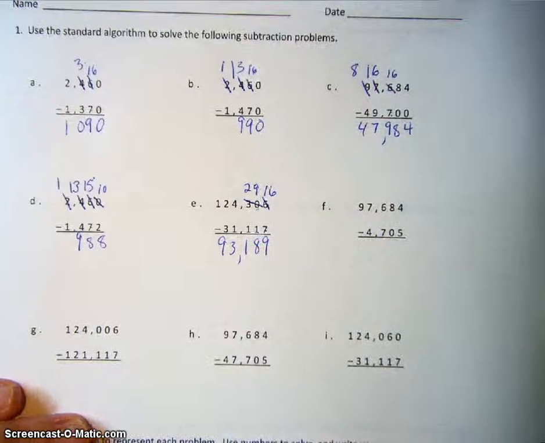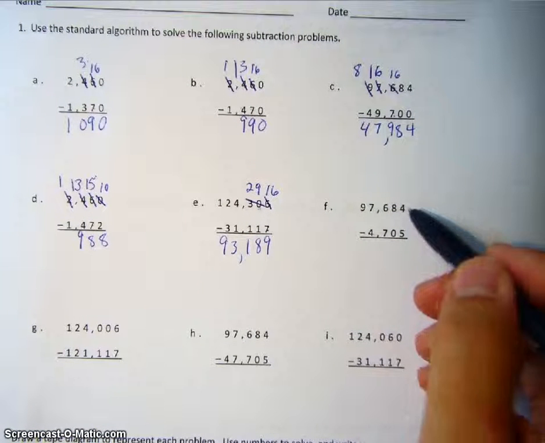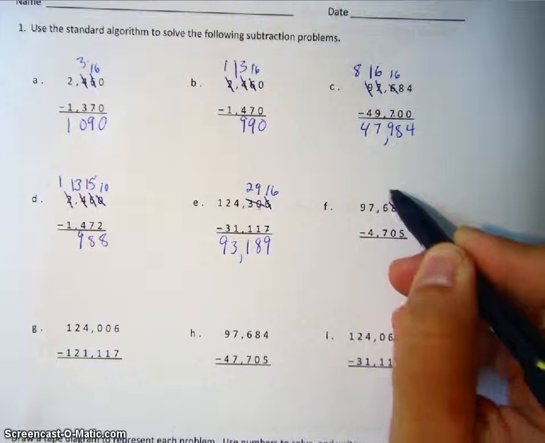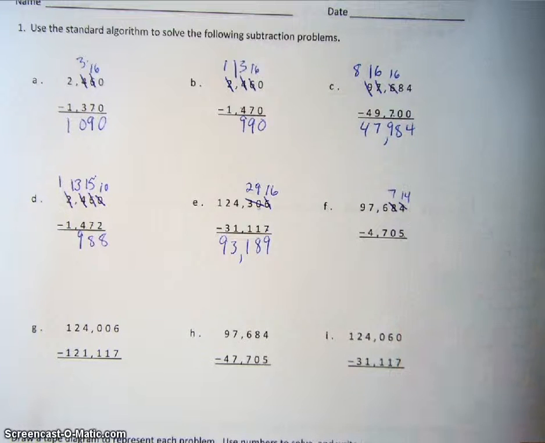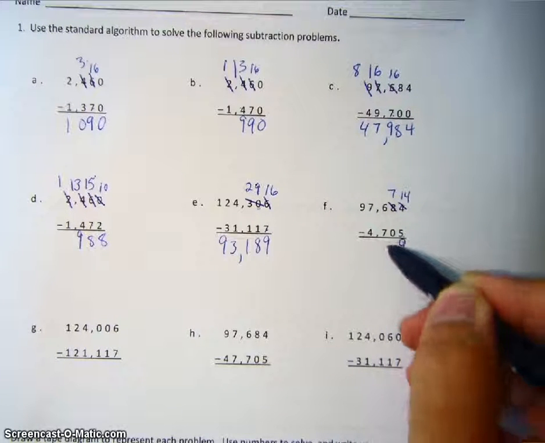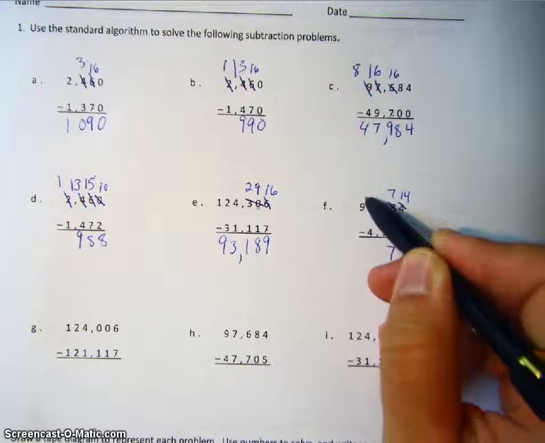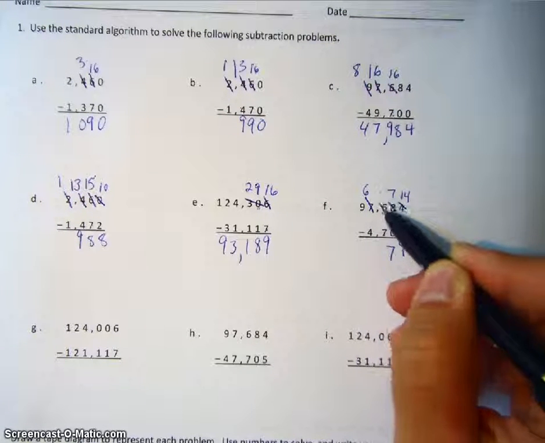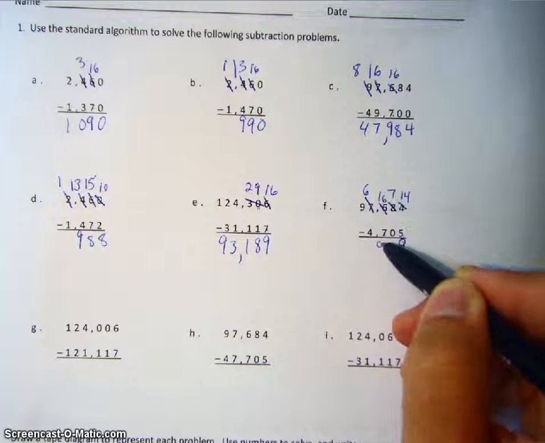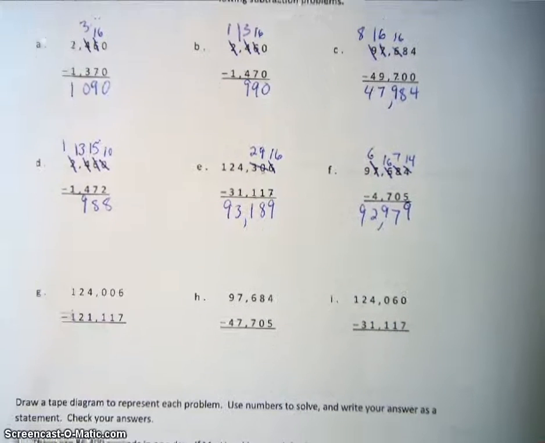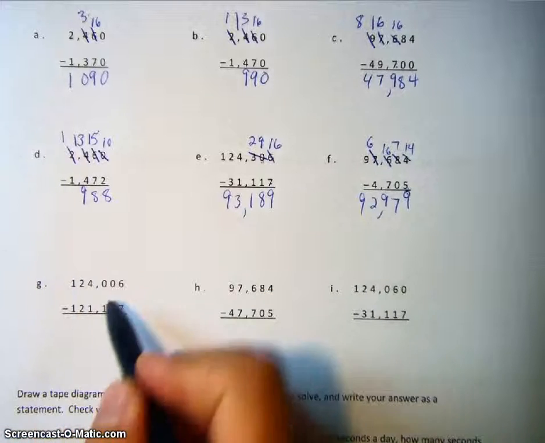Okay, moving on here to letter F. 4 minus 5 in our ones place. So we need a 10 to become 10 ones. Okay, and then 6 hundreds minus 7 hundreds. So we need to decompose again. So 16 minus 7 is 9. Okay, and we get 92,979. Okay, moving on to letter G here.